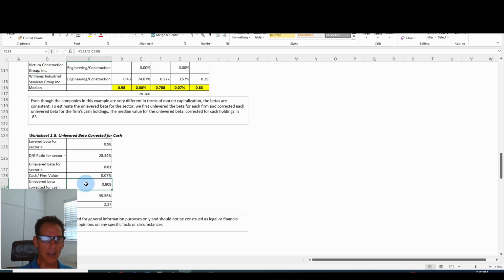We're going to calculate the unlevered beta corrected for cash. We're going to say C127, which is already the unlevered beta, times 1 minus this variable, cash divided by firm value, 0.07. You could do this manually, and I have. You're just going to look at cash. You're going to determine firm value. Sometimes that's recognized as enterprise value. Sometimes you're going to just calculate it, crunch out this firm value, but EV is generally that number.